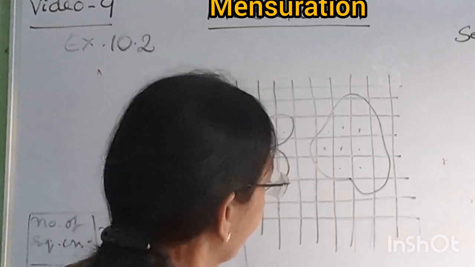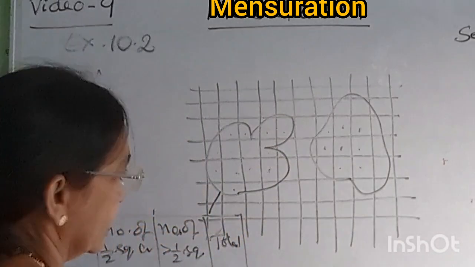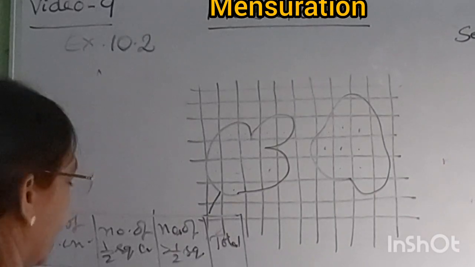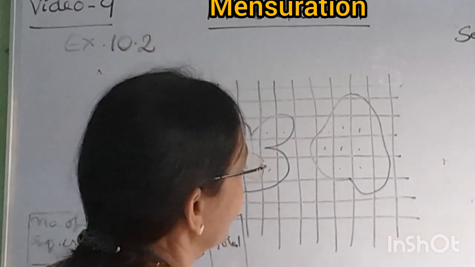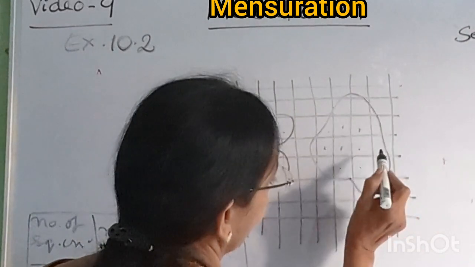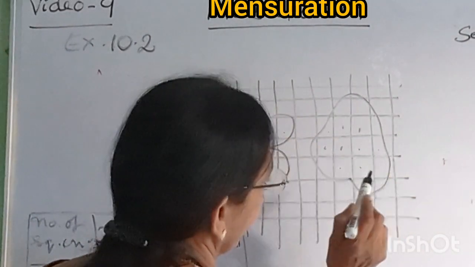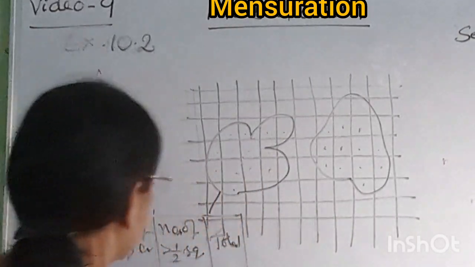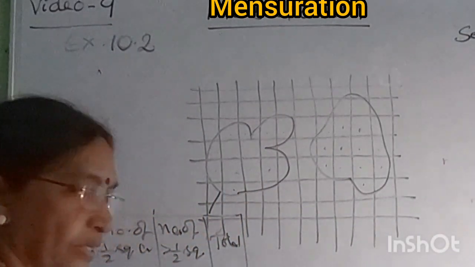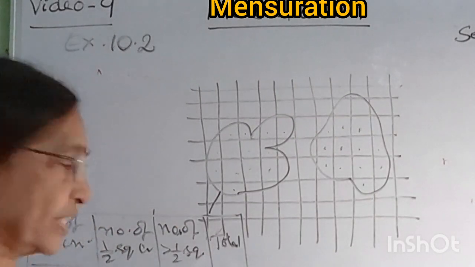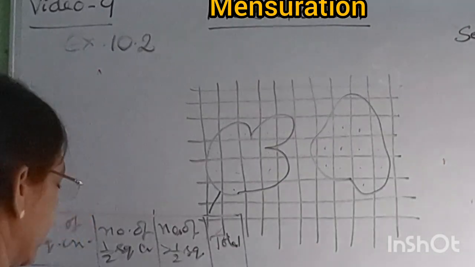Only one half square centimeter is there. And greater than half square centimeters: 1, 2, 3, 4, 5, 6. Greater than half square centimeters are taken as 6 square centimeters.